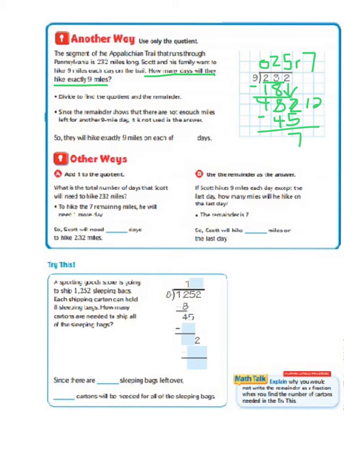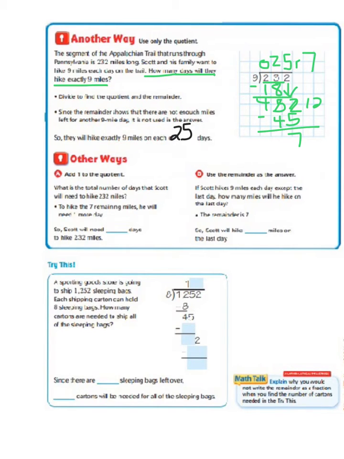So now let's look at what it says. So we have to divide the quotient and the remainder, which is what we just did. Since the remainder shows that there are not enough miles left for another 9-mile day because our remainder is only 7. 7 is less than 9. It is not used in the answer. So they will hike exactly 9 miles on each of, and we're just going to use our quotient. So our answer would be on each of 25 days.